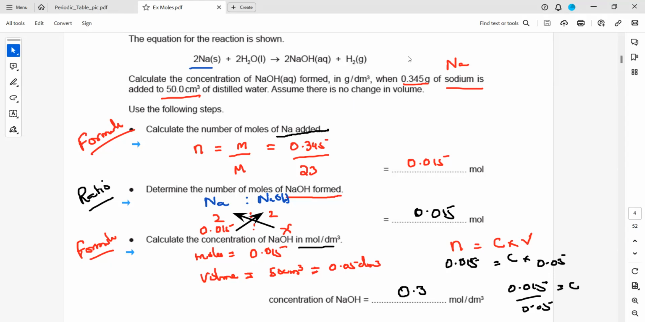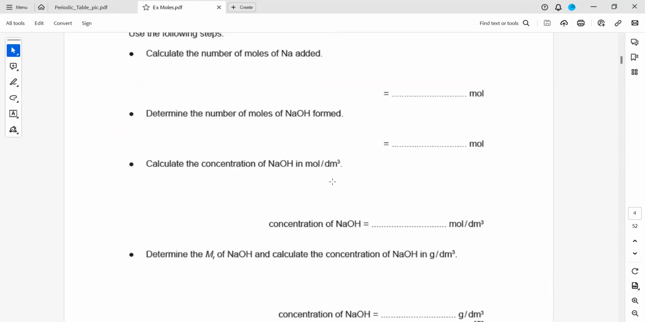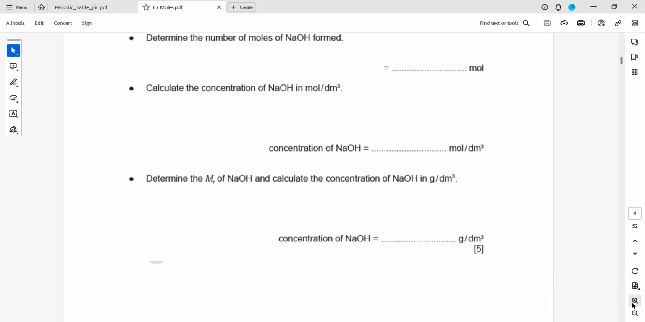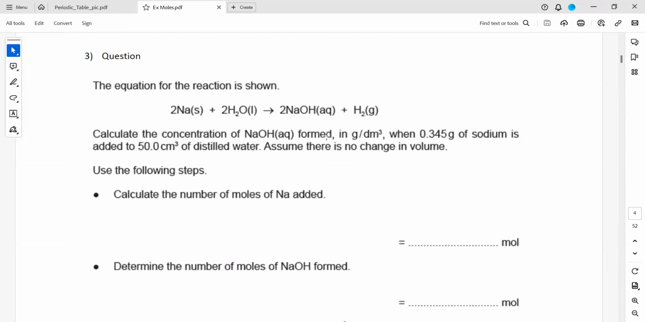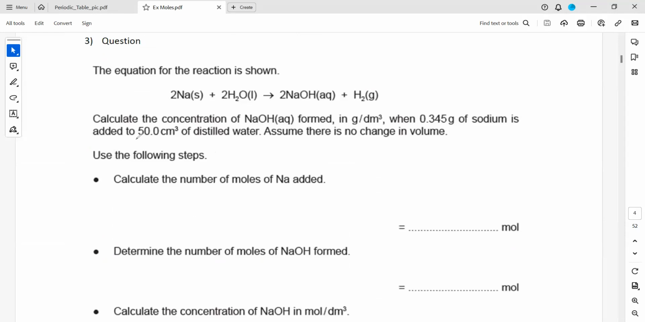Now, the next part, we just have to convert the concentration from moles per dm cube to grams, because the question is now to determine the concentration. How did we find the volume? The volume is given in the question, 50 cm cube. That was the volume of the solution. Volume of distilled water will be the same as the volume of sodium hydroxide.